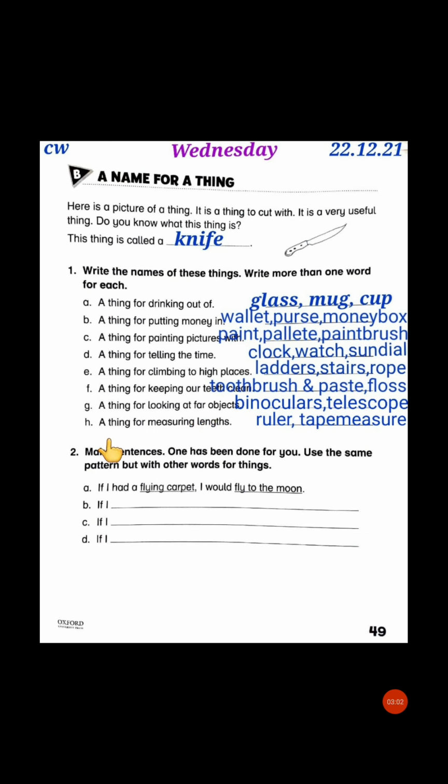Binoculars, telescope. Part H, a thing for measuring lengths.